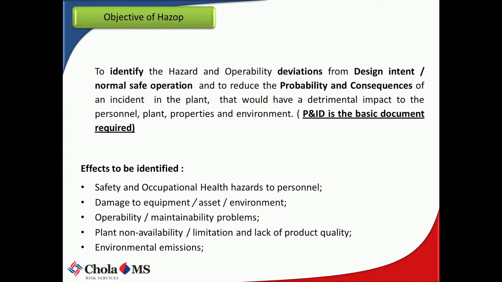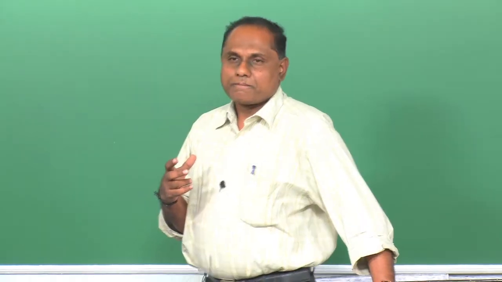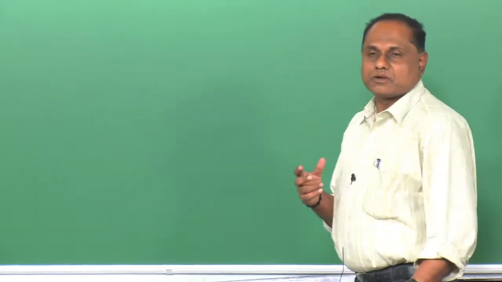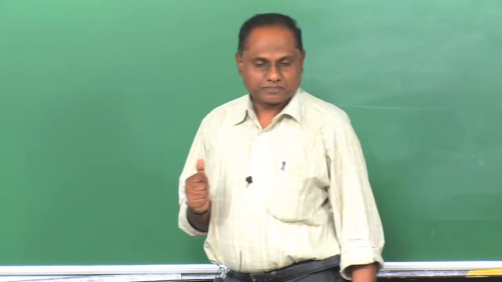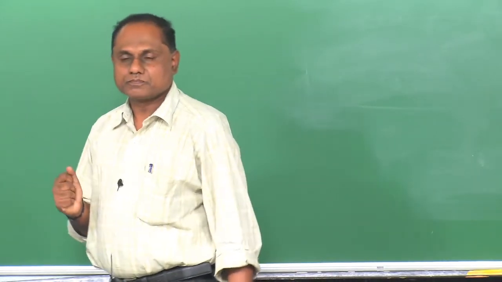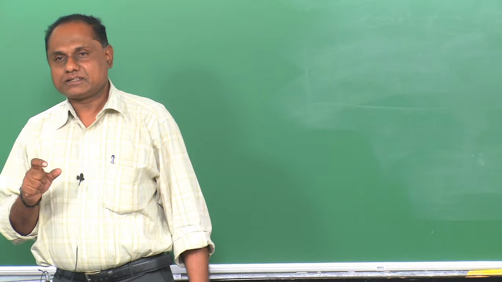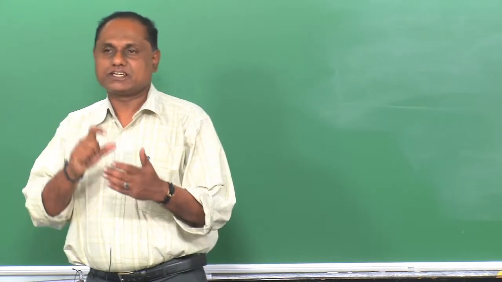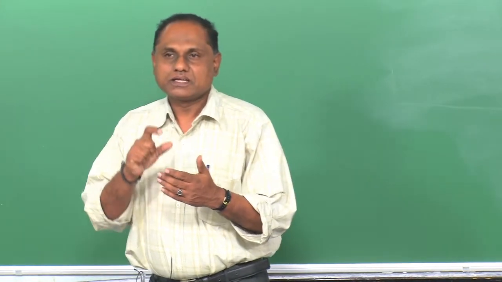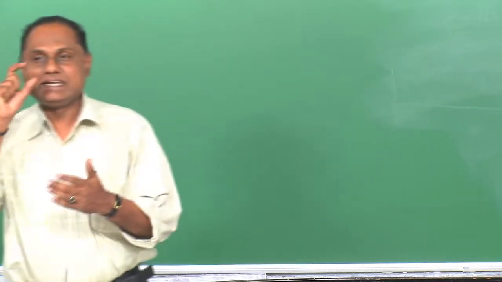So what is a HAZOP? It's also a hazard identification technique, correct? What is the difference? Hazard identification is for general hazards, whereas HAZOP mainly focuses on the process. It's a deviation from the design intent. Deviation from the standard operating design intent.